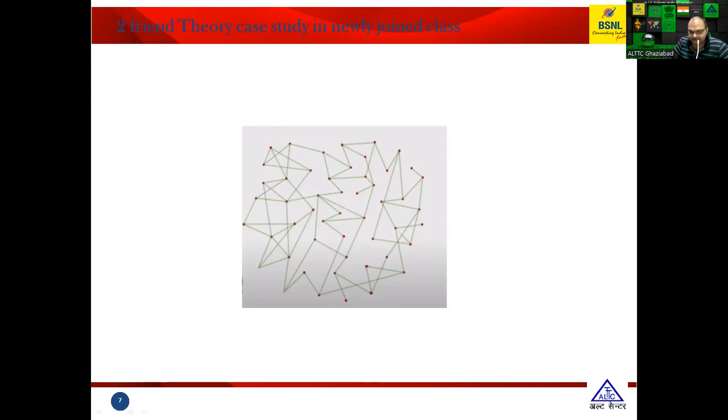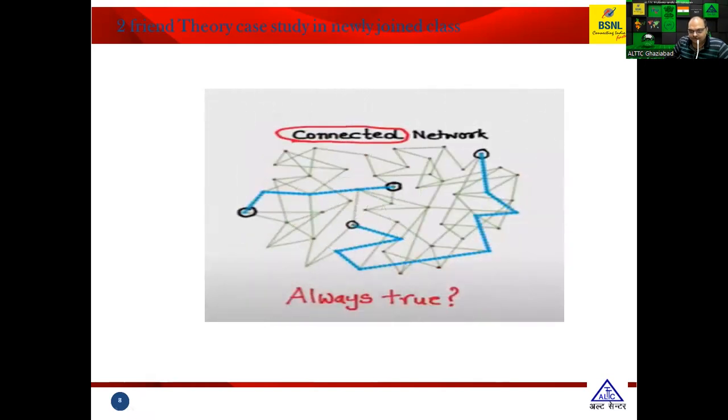Is that clear? Up to this, any doubt? Okay, clear. This is the connected network. You can identify there is a path between everyone.